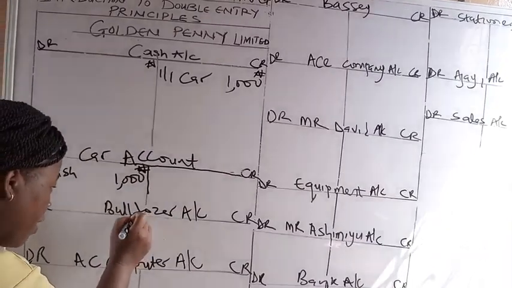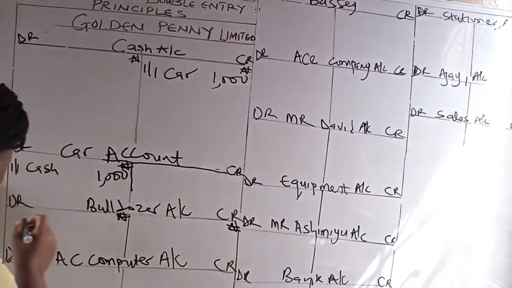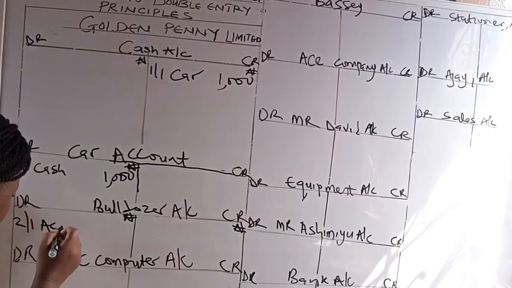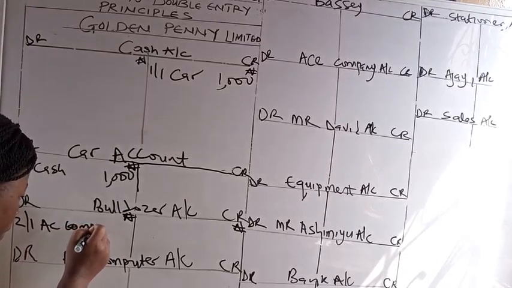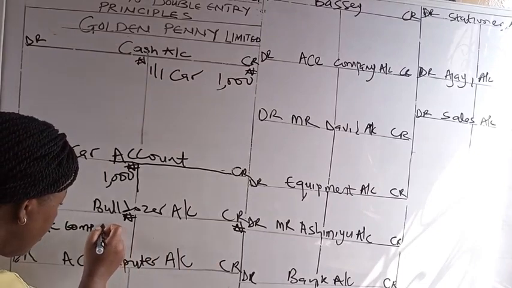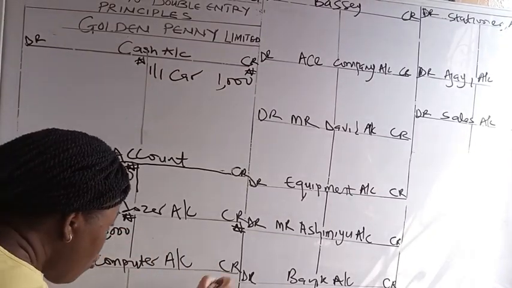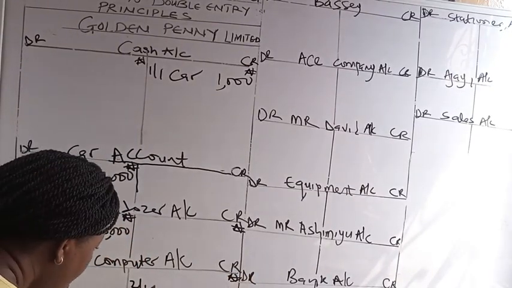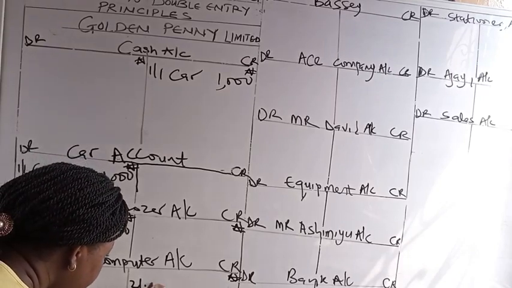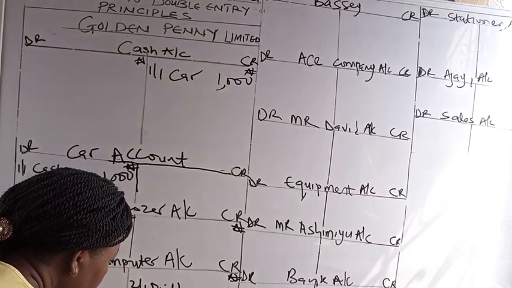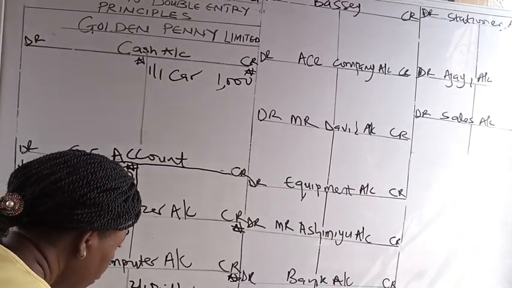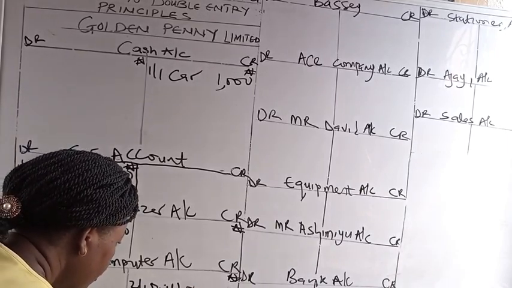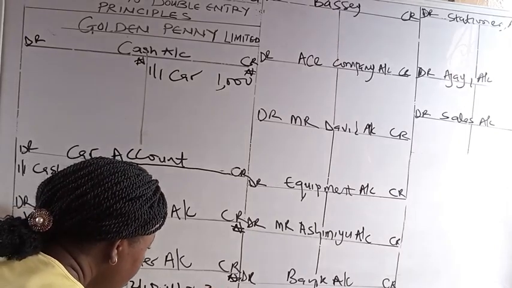to, don't forget your currency sign, 2-1 AC Company, 3,000 naira. Then AC Company's account will be credited 2-1, the corresponding debit entry of bulldozer, ₦3,000.